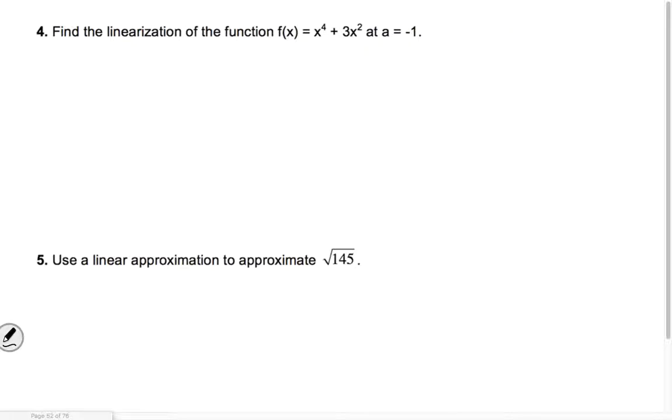All right, so really quickly, let's go through. Number 4 says find the linearization of the function at a equals negative 1. Whenever it's a equals, that's the same as x equals.